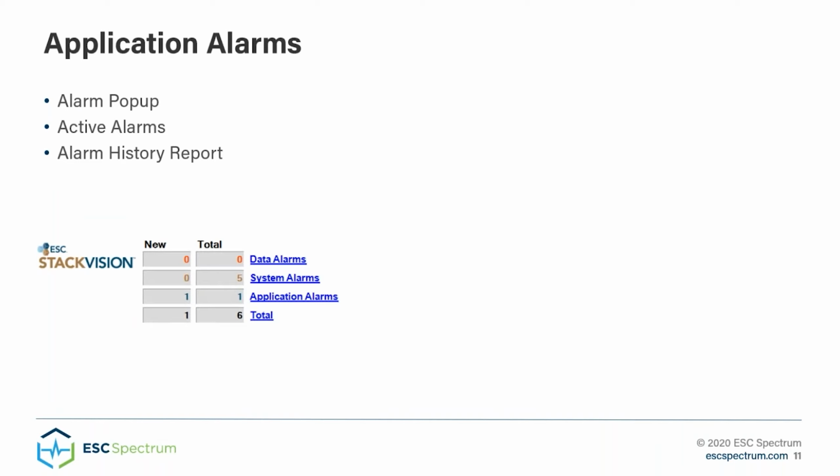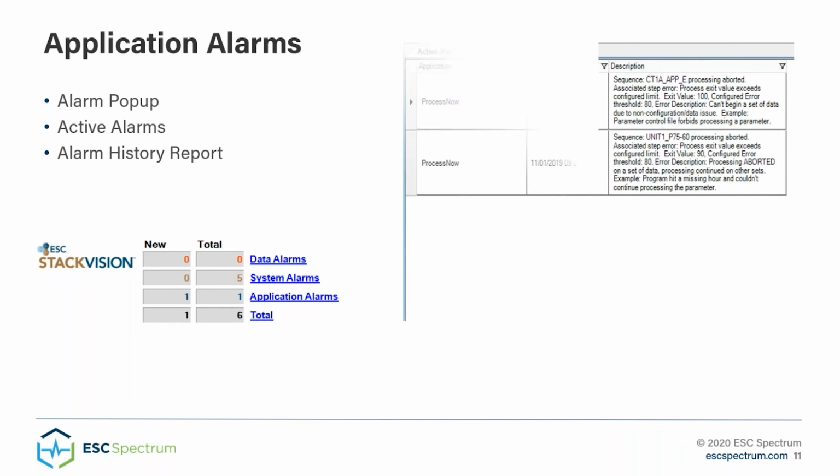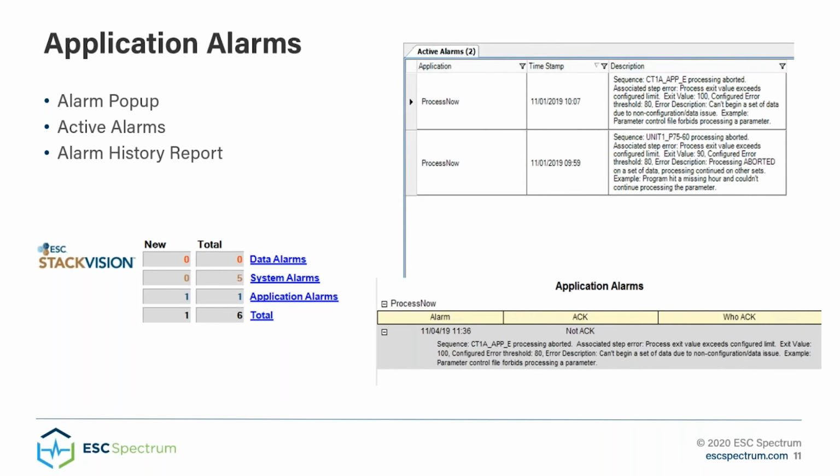Along with that, there are alarm pop-ups. You get an application alarm when ProcessNow fails, and so when you get these, it's important to go and start investigating what's going on. And other tools associated with alarms: the alarm history report, and then the active alarm screen. These are all things that can be included in daily checks, especially the alarm history report. That's something that you could even schedule to have go out to you every day. So just something to use to check and make sure that ProcessNow is running correctly.